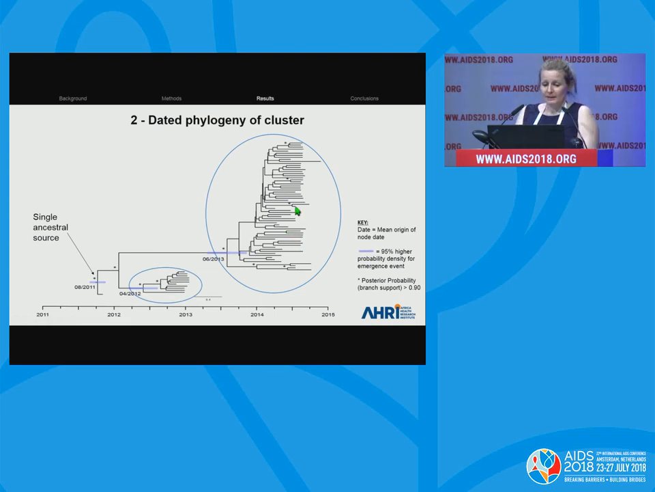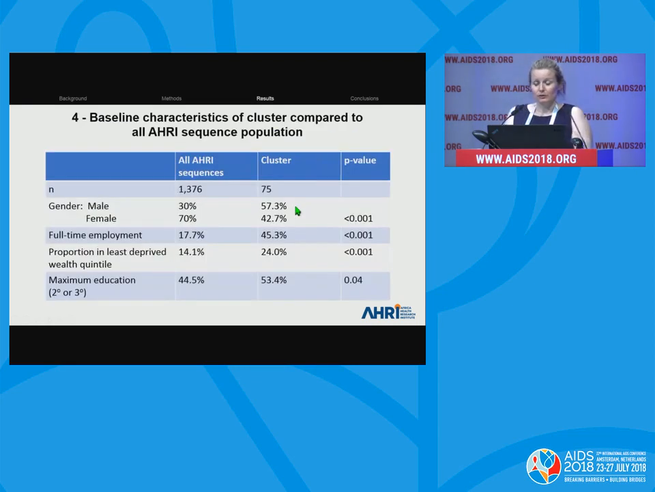And when we link this to the demographic data and look at those involved in that cluster in a bit more detail, we looked at those in the cluster and compared that with the demographic data of all of those people we had sequences from in the same time period from RE. We see two main things.